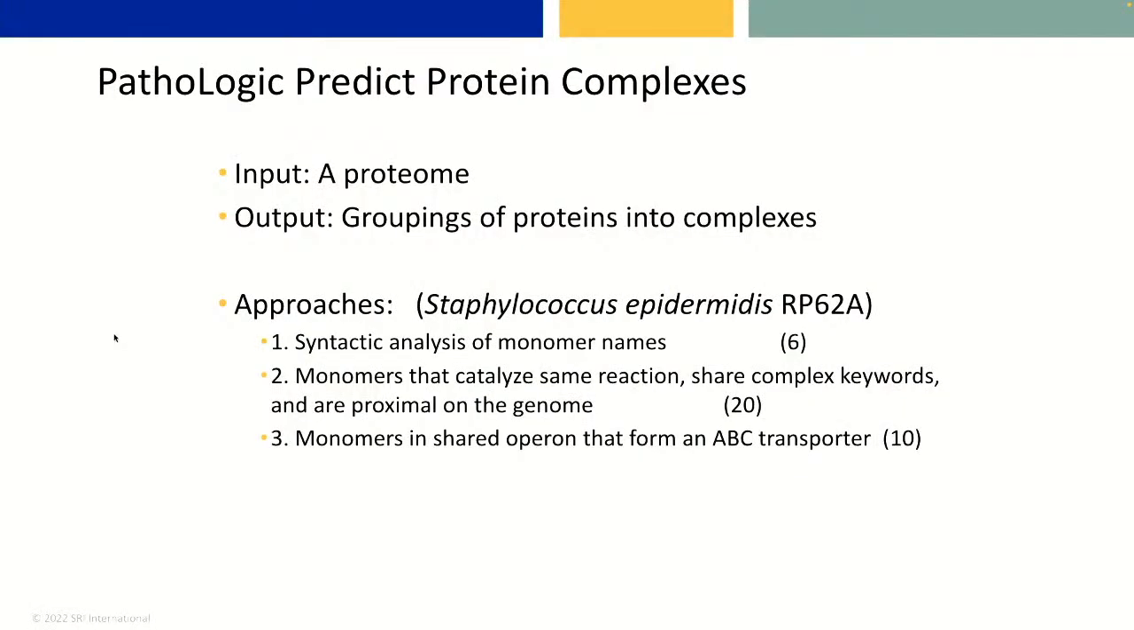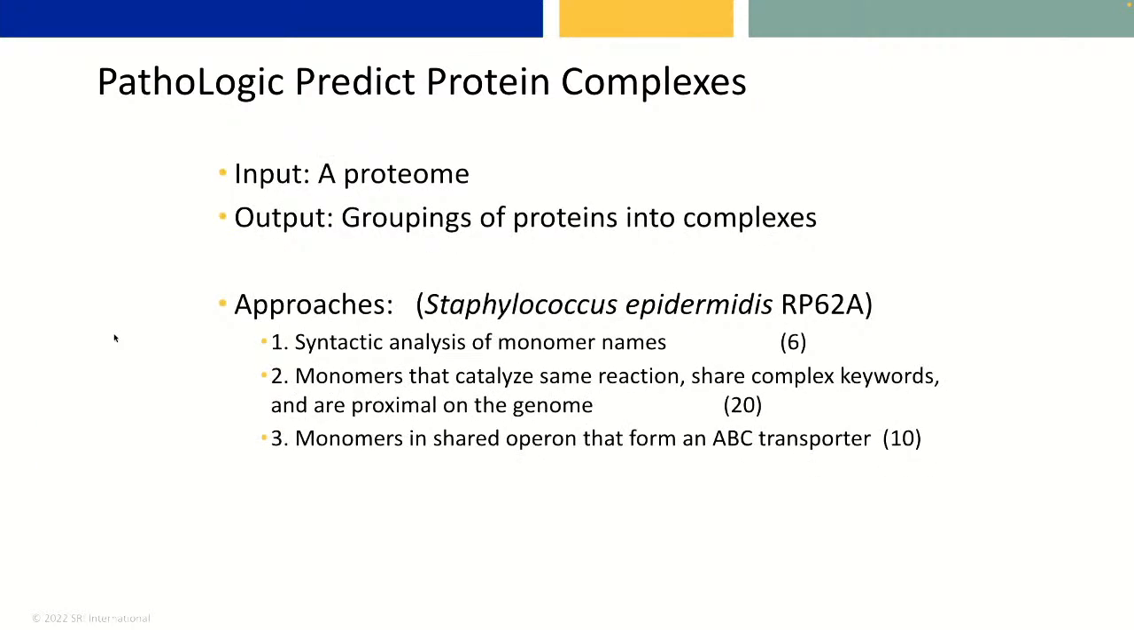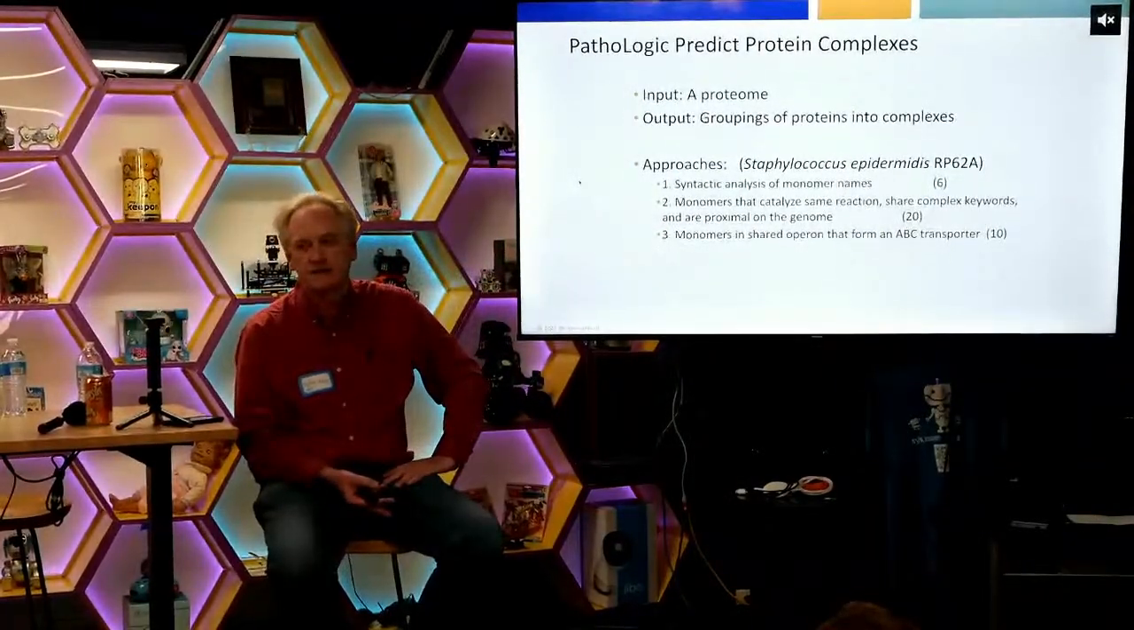The approach actually uses 3 different techniques. The first is it does a syntactic analysis of the names of all the monomers in the proteome, which I'll describe in the next slide. It also looks at monomers that catalyze the same metabolic reaction and share certain keywords like subunit or chain and are proximal on the genome, and if it finds monomers that satisfy those conditions, it infers that they're part of the same complex.